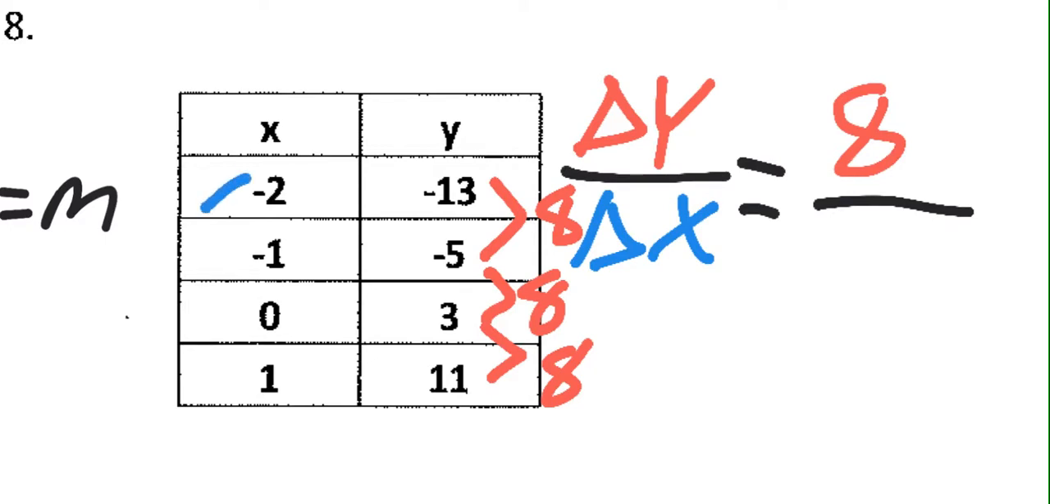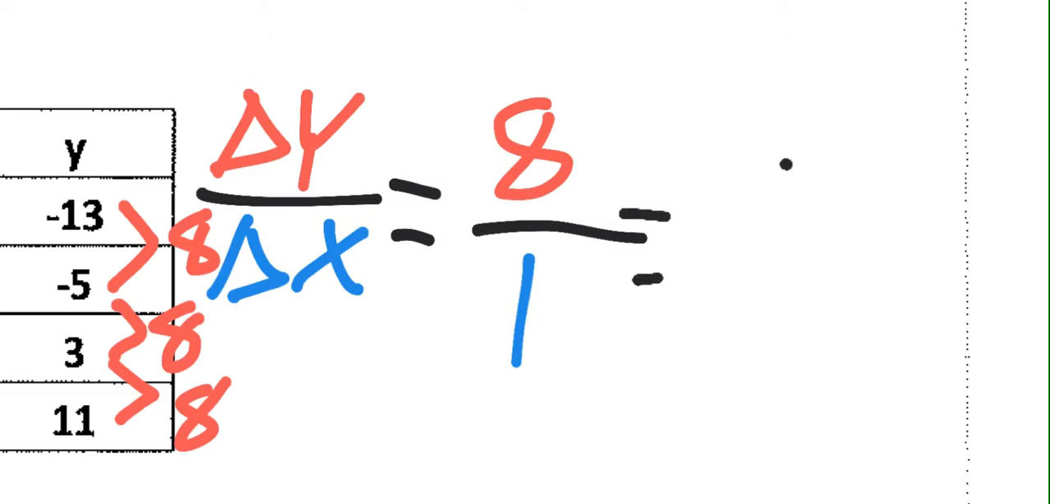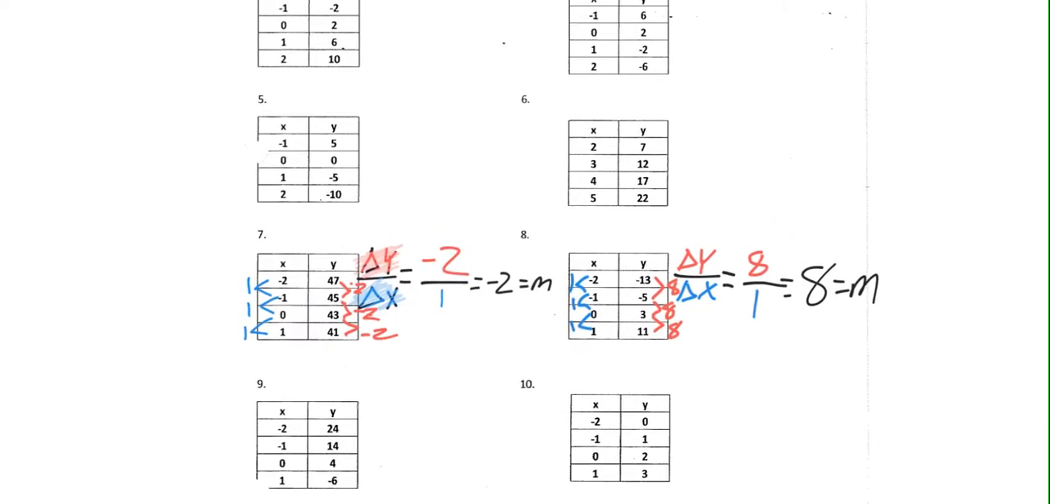On my x side, between negative 2 and 1, we went up by 1, up by 1, up by 1. So my rate of change is 8 over 1. But I'm going to simplify that to just 8. And that is my m. Now onto the back side.